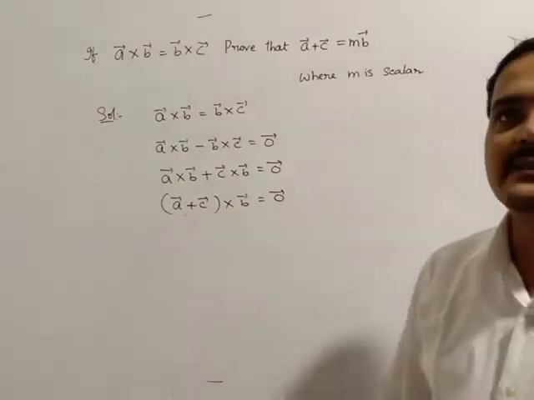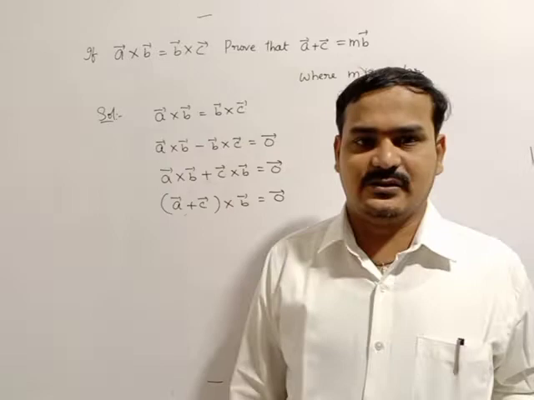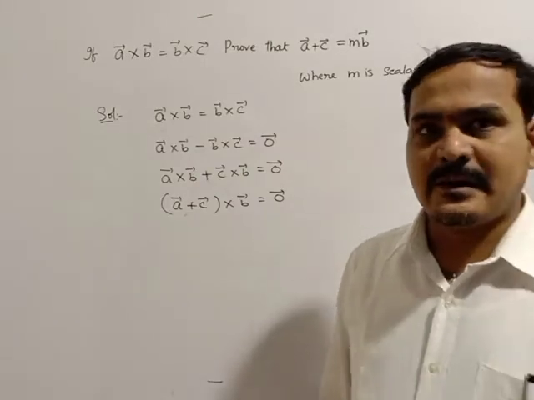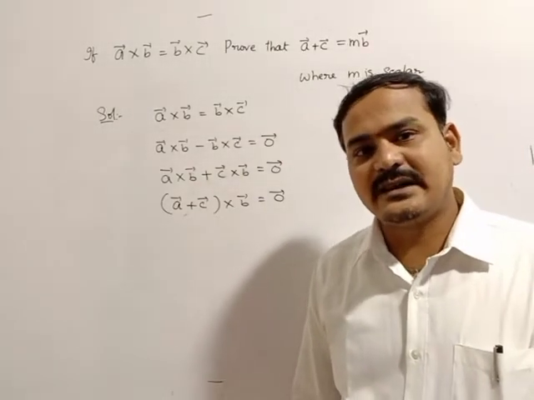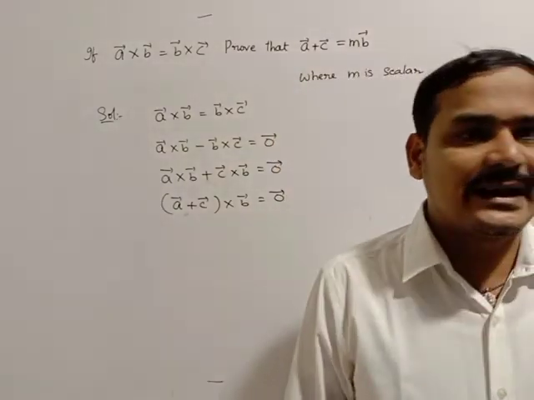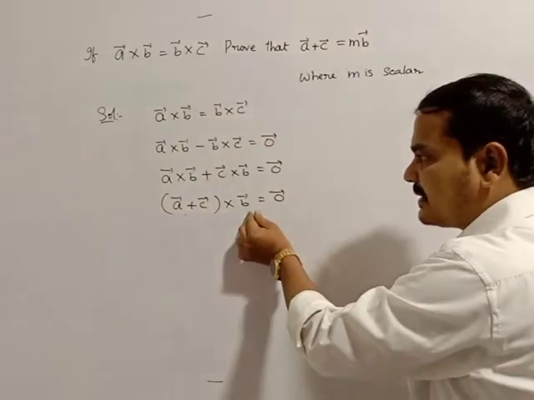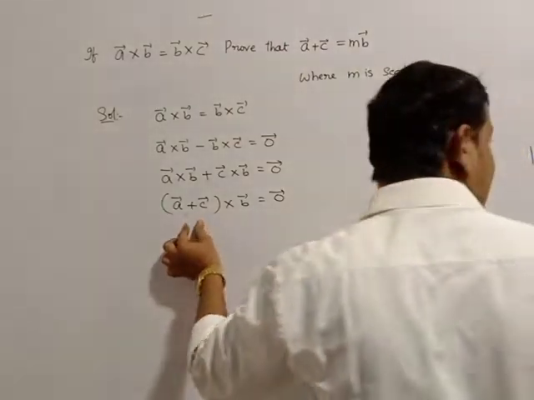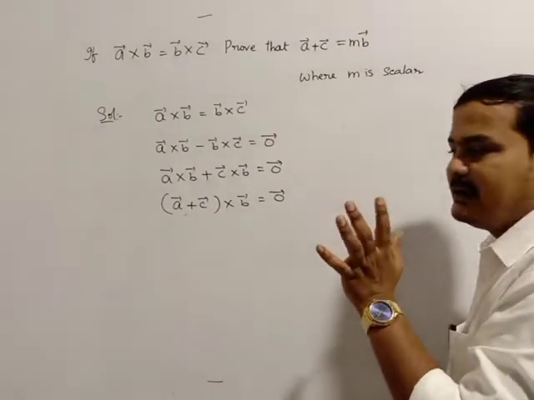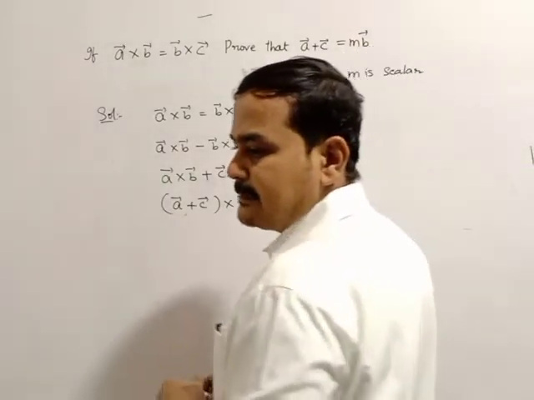Remember, if any two vectors are perpendicular, their dot product is 0. Similarly, if any two vectors are parallel, their cross product is 0 bar. Here A bar plus C bar is one vector, and B bar is another vector, and the cross product of these two vectors is 0 bar. So this means the two vectors are parallel to each other.